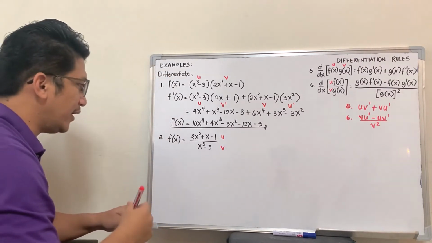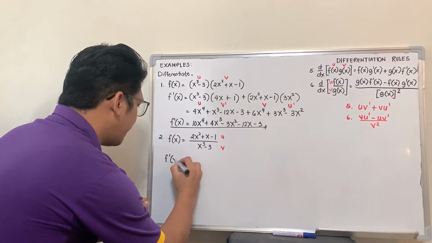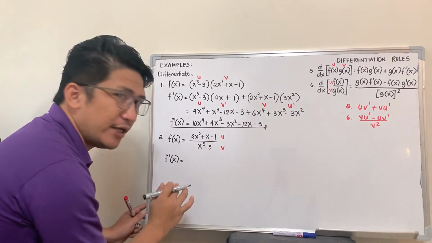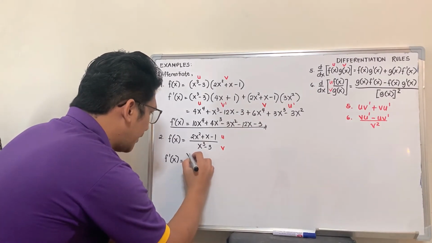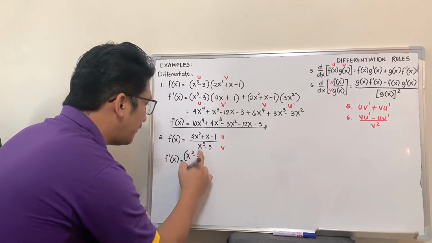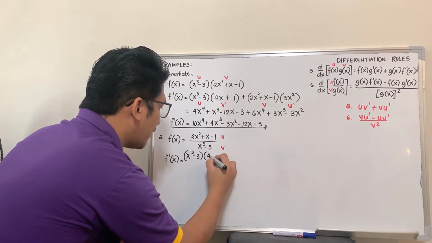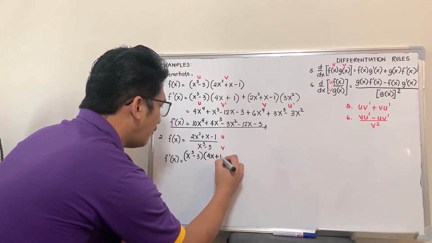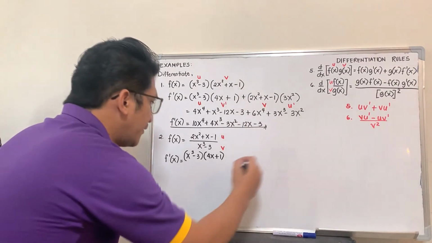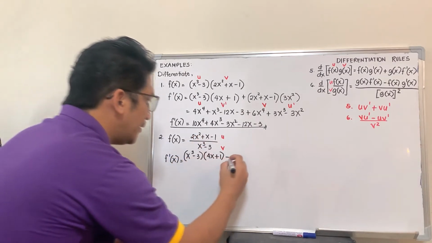So the first thing to do, again, to get f prime of x, the derivative of the function, is to copy the denominator, x cubed minus 3, and multiply it by the derivative of the numerator, which is 4x plus 1. Then this time it's a minus. So you have minus here.